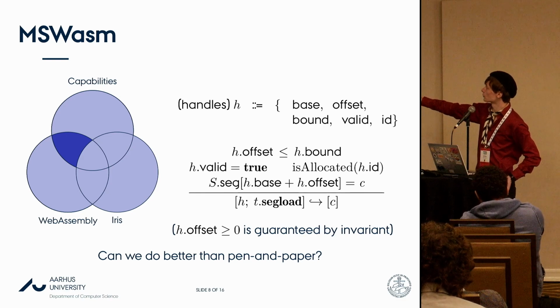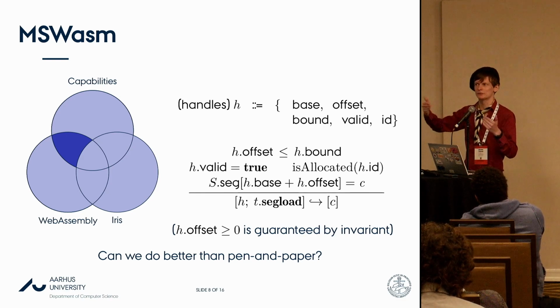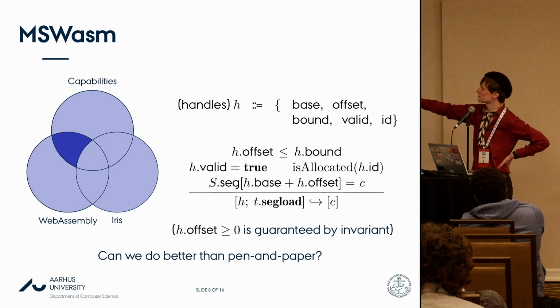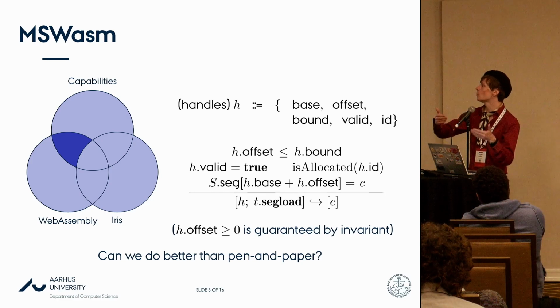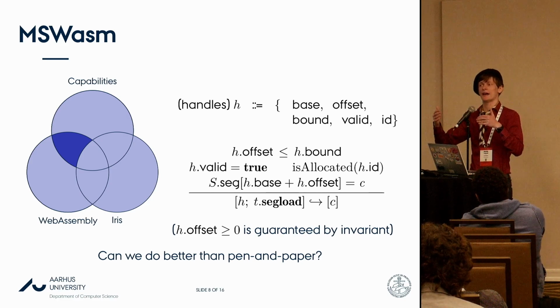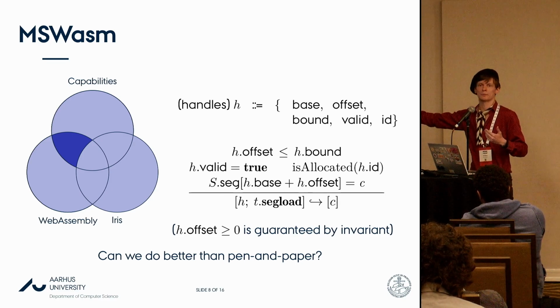So the rule for loading, called segment loading in this instance, is the one I'm displaying here. The last premise is what you'd expect from a load rule. I go into segment memory at the address specified by my handle. I read object C, and that's what I reduce to.